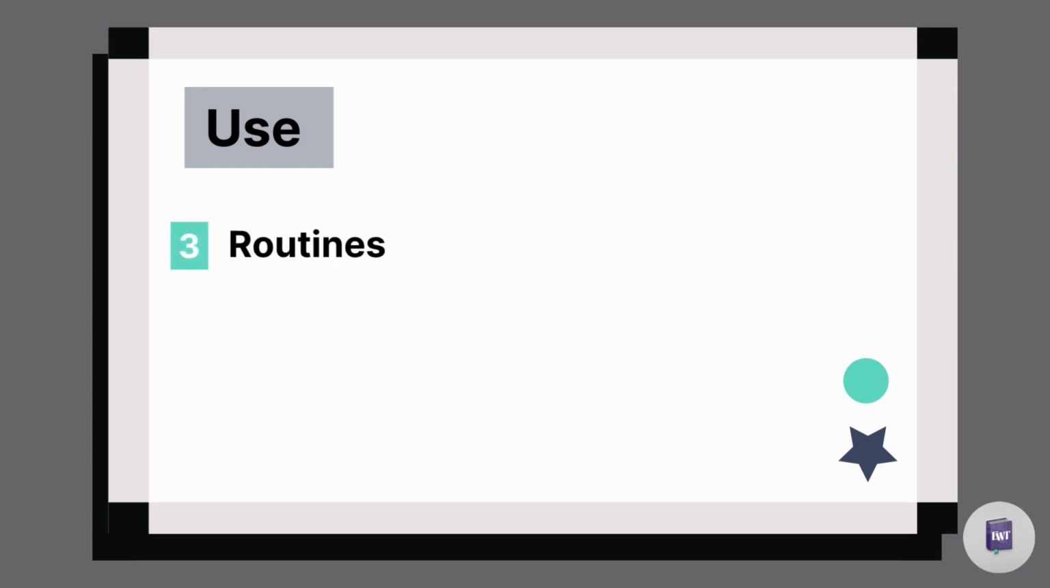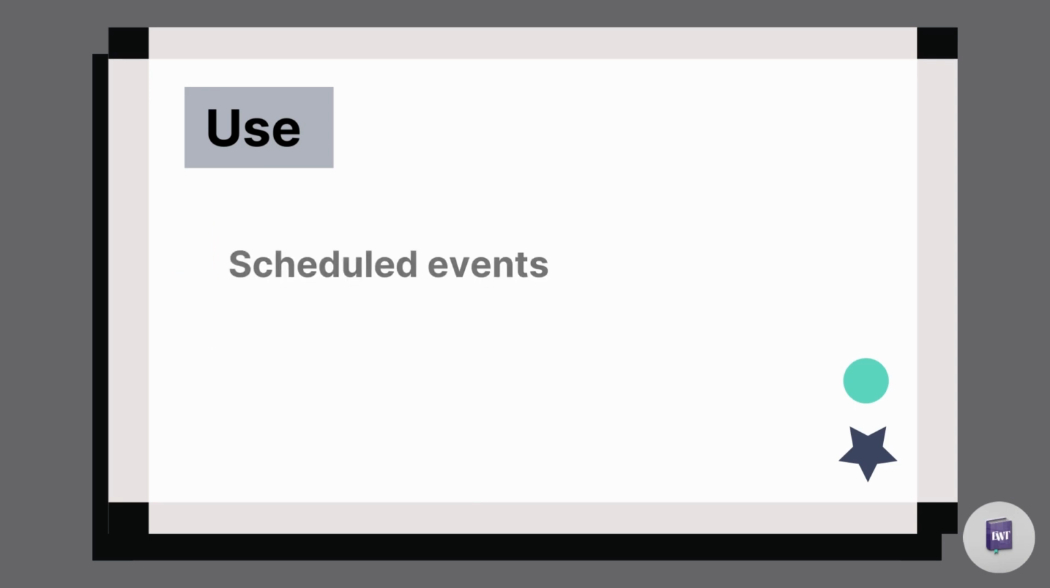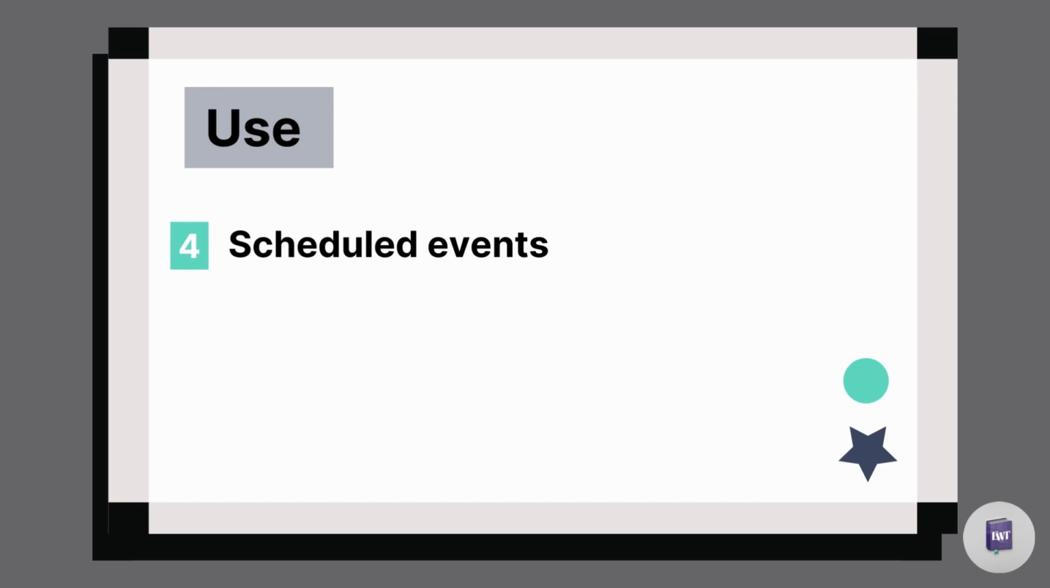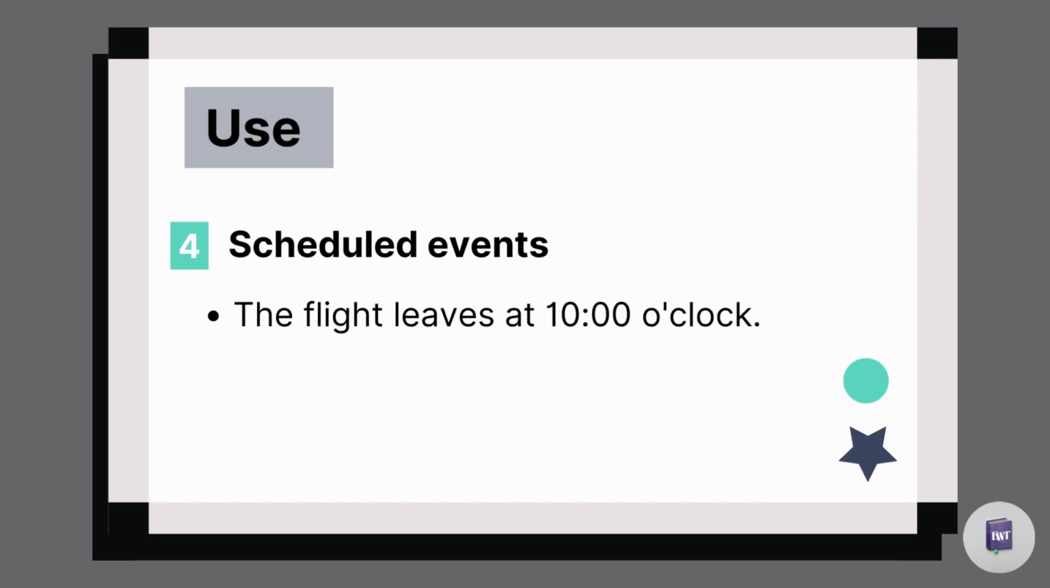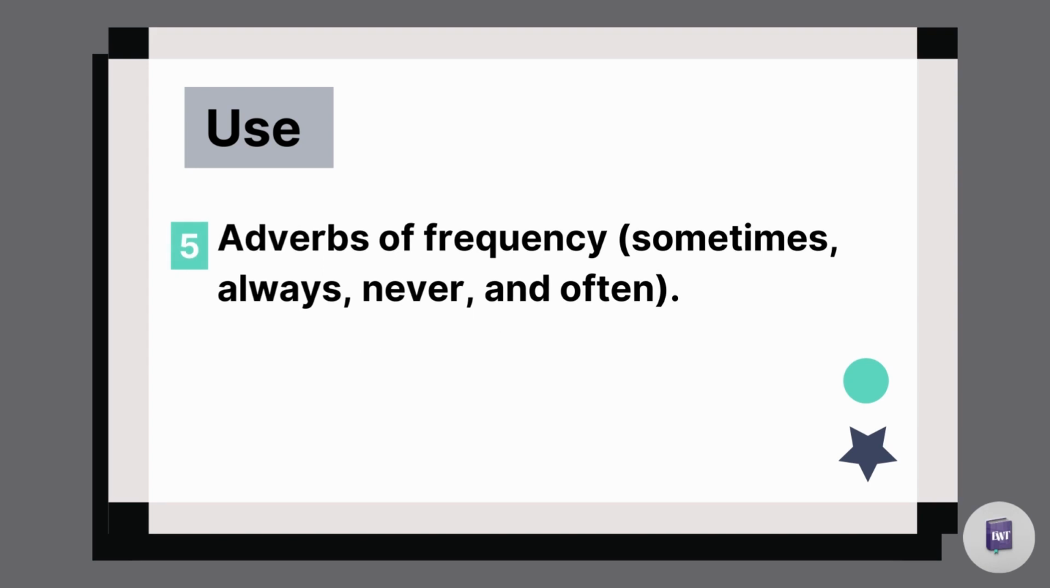Number 3, routines. Things that we do regularly. Examples: I check my email every day. I wake up at 7 a.m. Number 4, scheduled events. The flight leaves at 10 o'clock. Lunch is at 2 p.m. Don't be late.